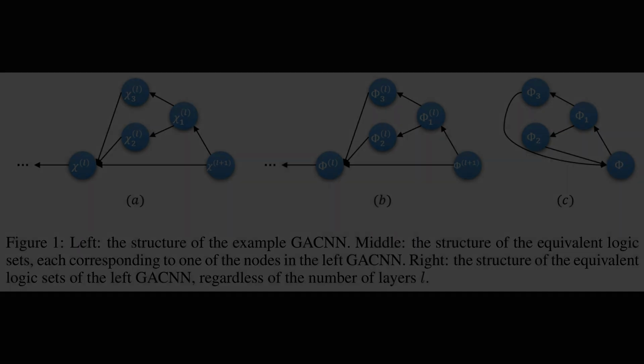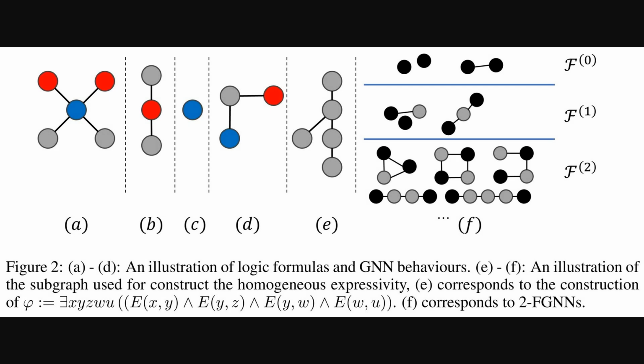Building on that idea of equivalent logic sets, Figure 2 provides some visual intuition. Okay, Parts A through D illustrate how specific logical formulas, which are those precise descriptions of graph patterns, correspond to the behaviors of graph neural networks.